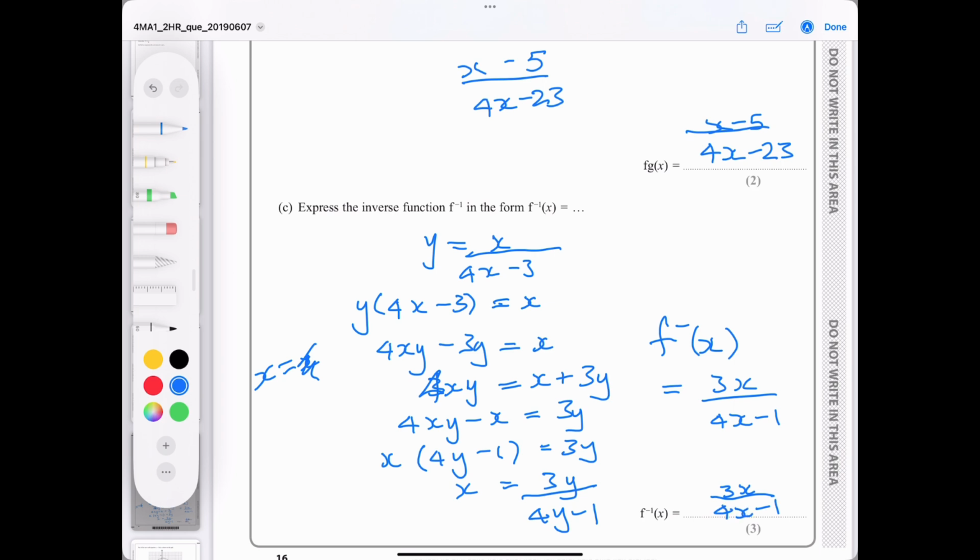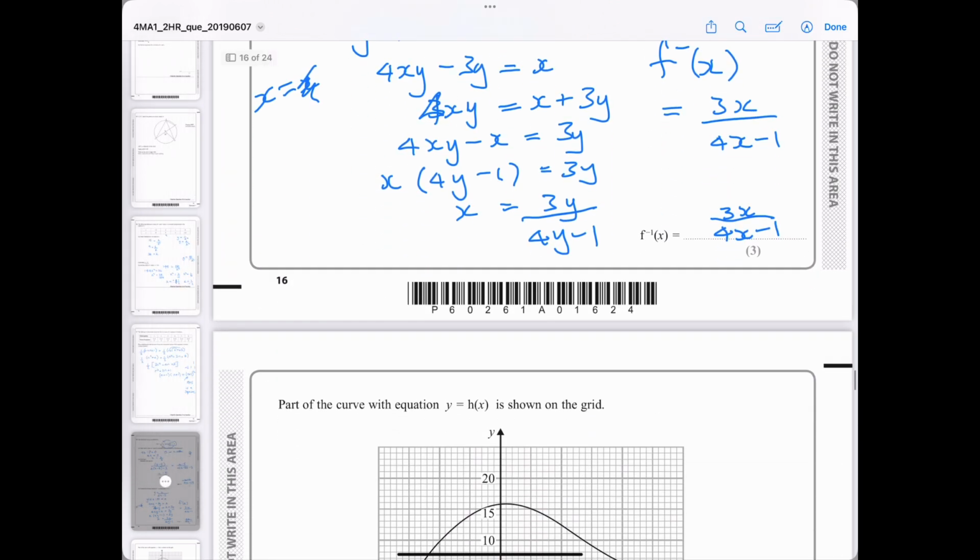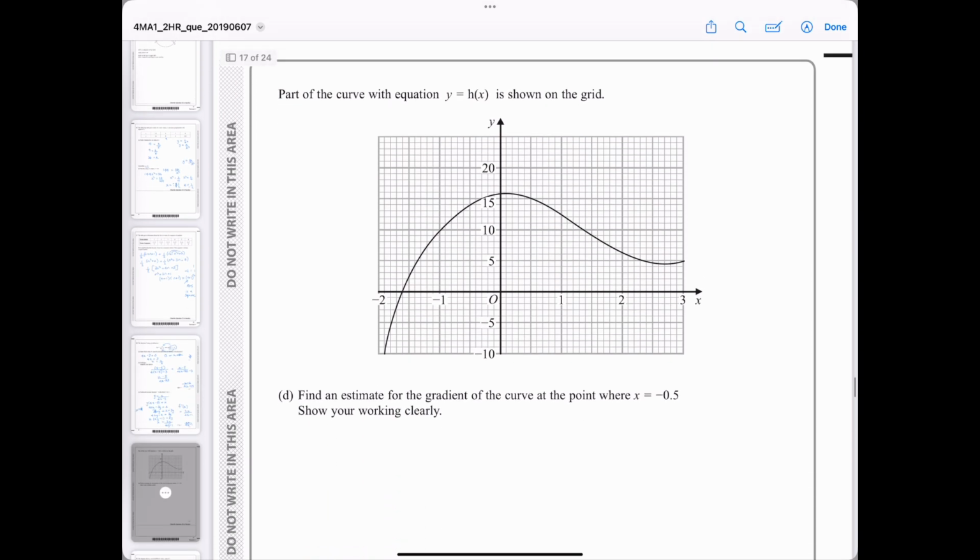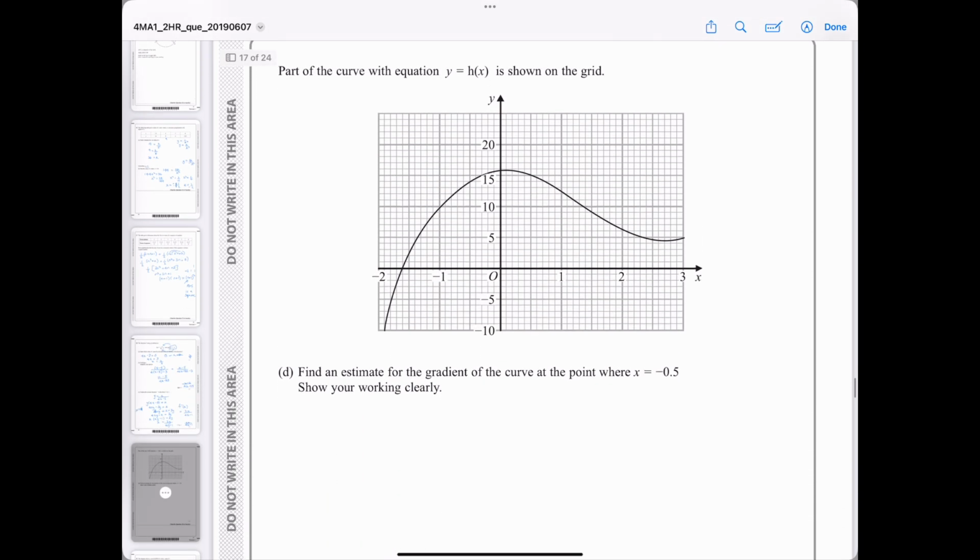Weirdly, you're just kind of swapping the bits at the top and the bottom around. Right, I'm going to try and do this before I run out of time.